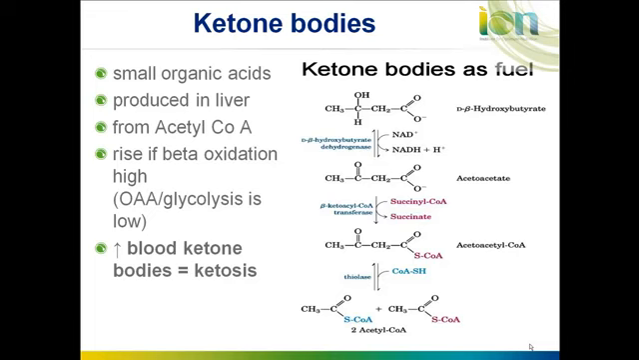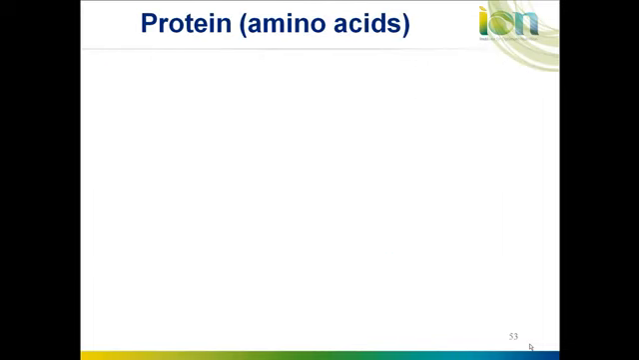And the physiological state of having elevated levels of ketone bodies in the blood is called ketosis. And ketosis also occurs in low carbohydrate diets, such as Atkins diet and so on. And that concludes our look at fat metabolism. So let's now have a look at protein and amino acid metabolism. Very good.